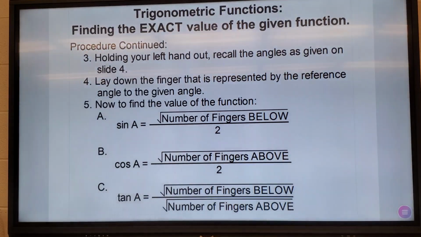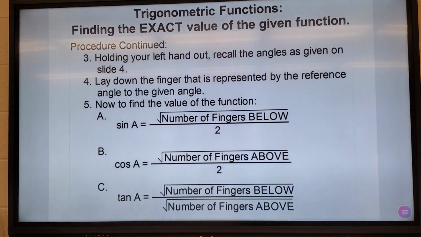Step 3 here. You're going to, again, hold out your left hand. And I always say left hand because I'm right-handed. If you are a left-handed person, you'll hold out your right hand. It doesn't matter. And you're going to recall the angles that were given on the other slide.